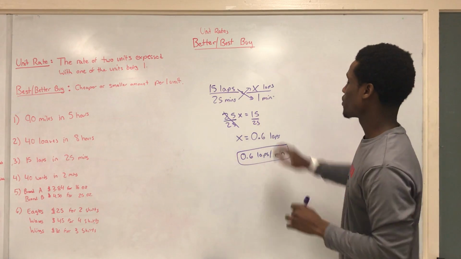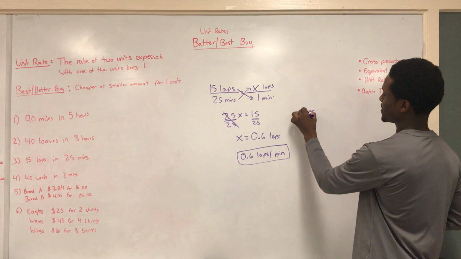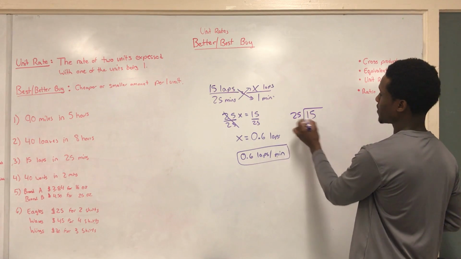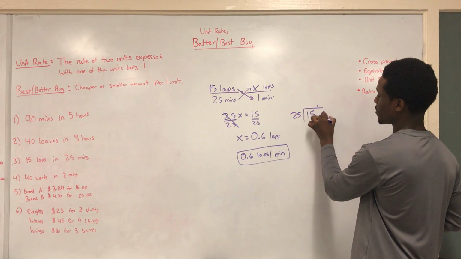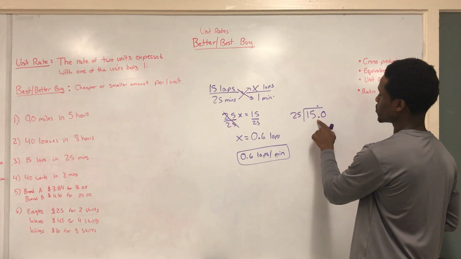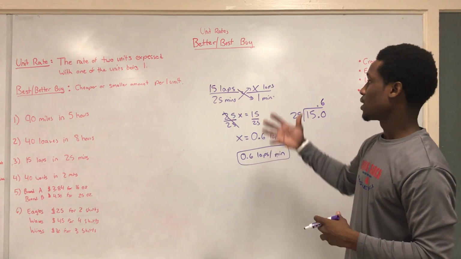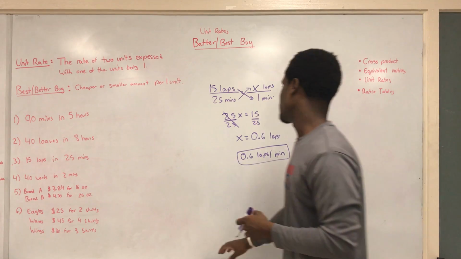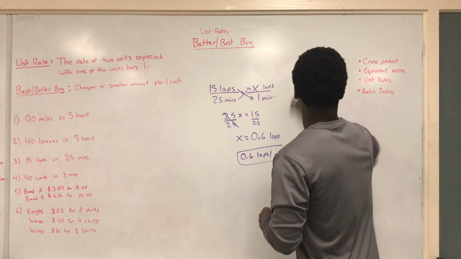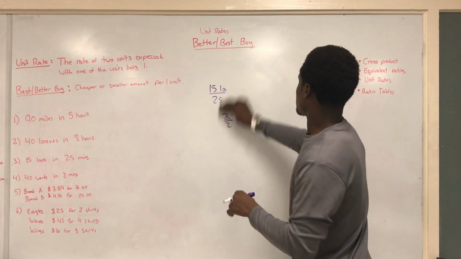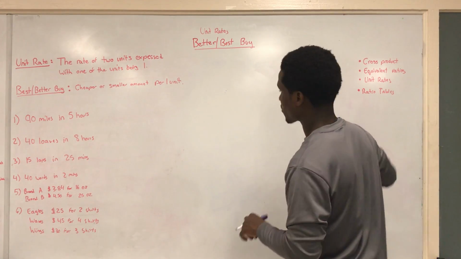Okay, and if you're wondering about the division, I just took 15 and divided by 25. 25 can't go into 15, so I add my 0. 25 can certainly go into 150 six times. So that's how I got that 0.6. A lot of this is going to be just based off of division. Okay. So I showed an example with equivalent ratios, and I showed an example with cross product.